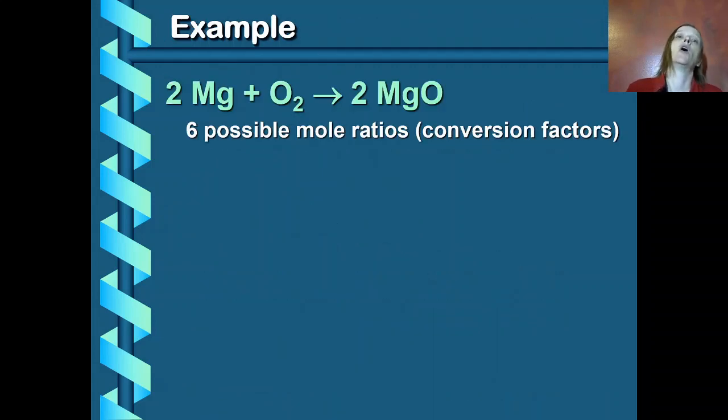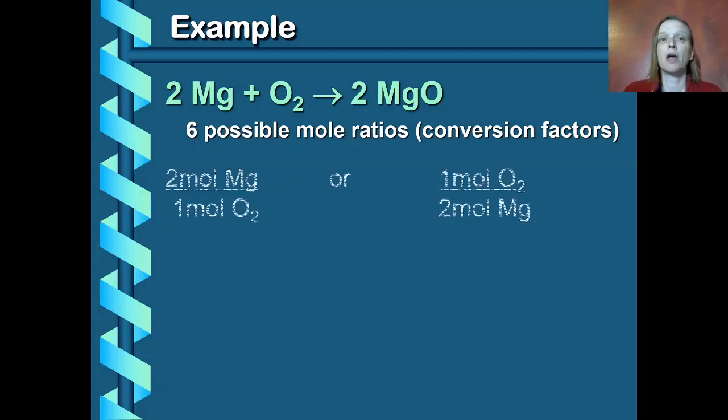So what do these mole ratios look like? What are these conversion factors like? In an equation like the one shown here, magnesium plus oxygen makes magnesium oxide, there are 6 possible mole ratios, 6 possible conversion factors for us to come up with. The first pair of conversion factors help us convert between magnesium and oxygen. Either you can say 2 moles of magnesium for 1 mole of oxygen, or you can say 1 mole of oxygen for 2 moles of magnesium.